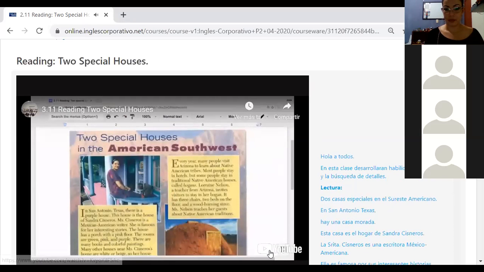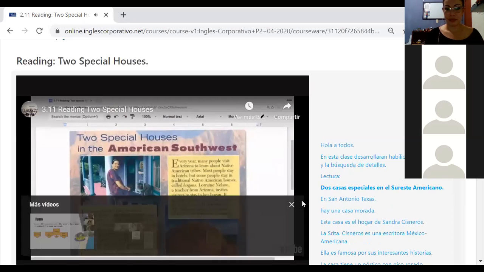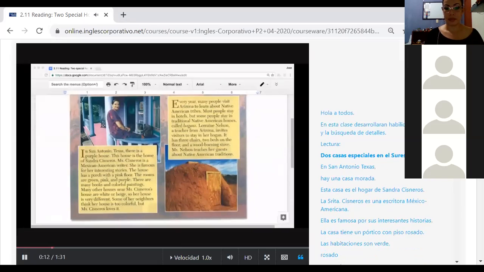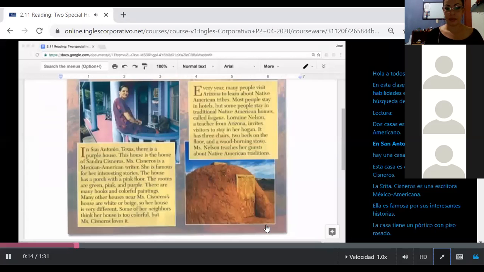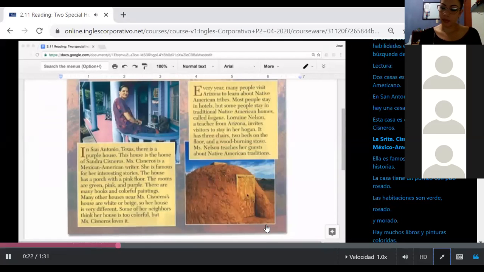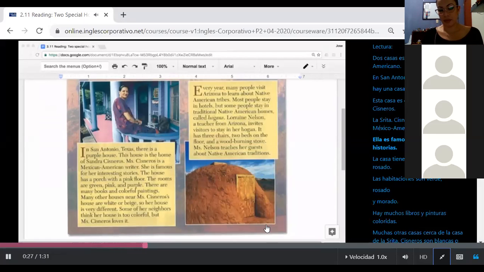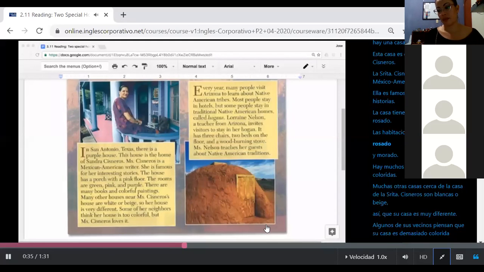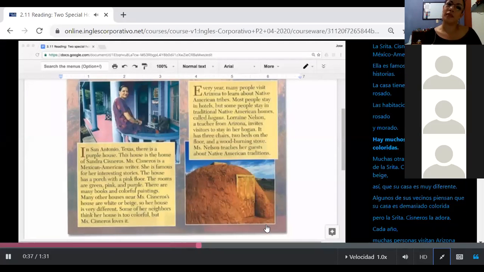Reading. Two special houses in the American Southwest. In San Antonio, Texas, there is a purple house. This house is the home of Sandra Cisneros. Ms. Cisneros is a Mexican-American writer. She is famous for her interesting stories. The house has a porch with a pink floor. The rooms are green, pink, and purple. There are many books and colorful paintings.